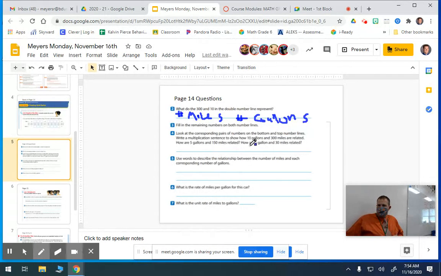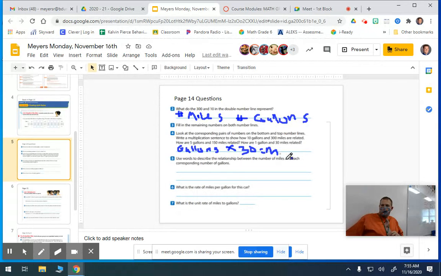Look at the corresponding pairs of numbers on the bottom and top number lines. Write a multiplication sentence to show how 10 gallons and 300 miles are related to 5 gallons and 150 miles, and how 1 gallon and 30 miles. So what do we notice about that? Jose? We all have a pattern. Yeah, what's the pattern? 30. Yeah, it's 30, right? Times 30. So if we take the gallons and we multiply it by 30, we're going to get the miles. So gallons times 30 equals the miles.